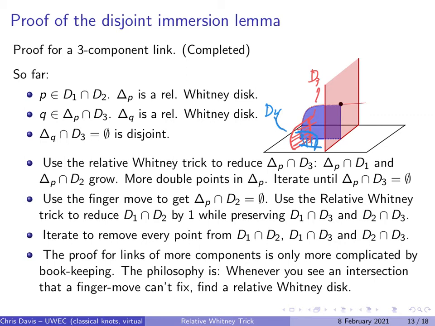So the basic philosophy is, whenever you see an intersection point that you don't already know how to fix by a finger move, then find a relative Whitney disk. And every time you increase the depth of these relative Whitney disks, you increase the types of intersections that you know how to deal with. Since there are only finitely many disks in the original union of disks, eventually you can deal with all of the types of intersections. That's vague, but hopefully that philosophy makes sense.